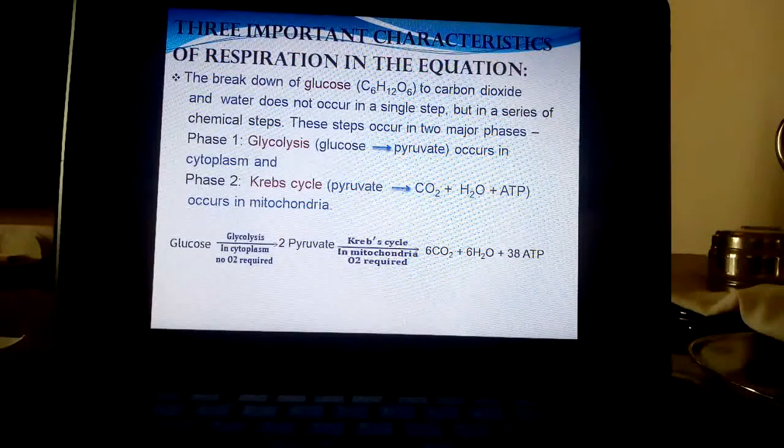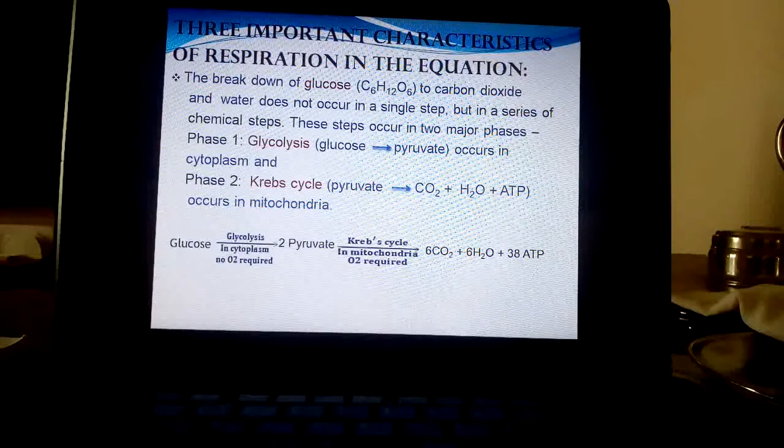It does not occur in a single step, it occurs in many series of chemical steps. Those steps you will be learning in your higher classes. Overall reaction only you are learning here. Is that clear? These steps occur in two major phases, namely glycolysis. Glyco means glucose, lysis means split. So glucose will split into pyruvate molecules that occurs in cytoplasm.